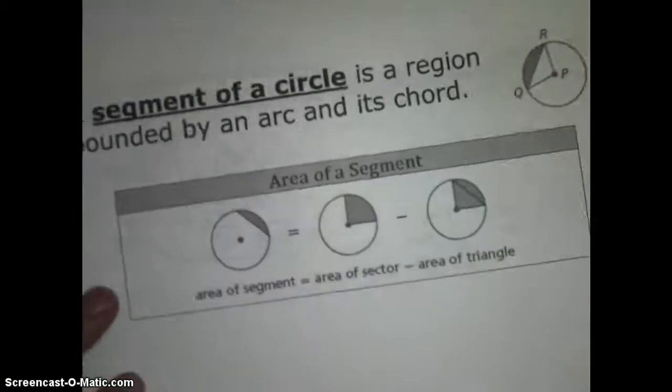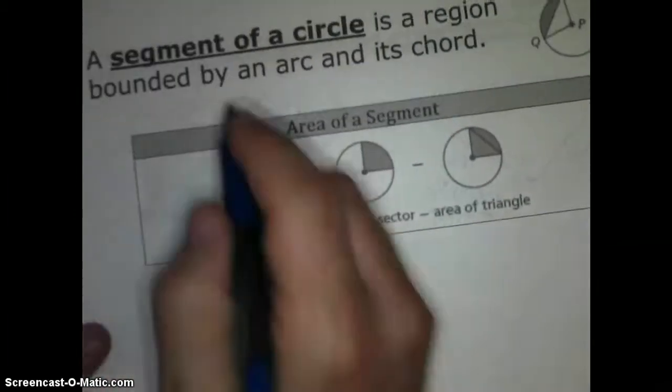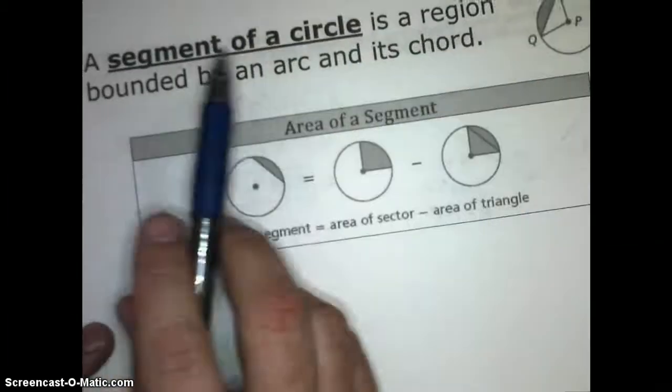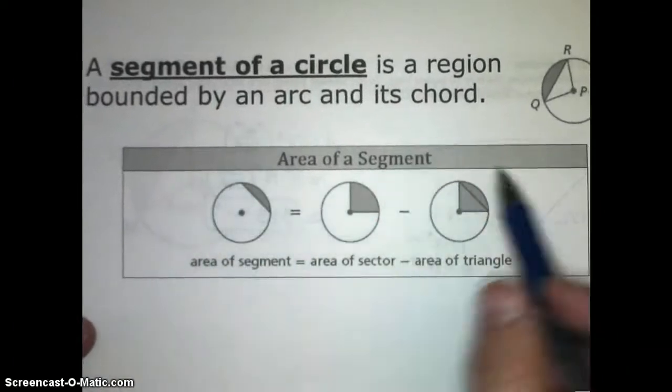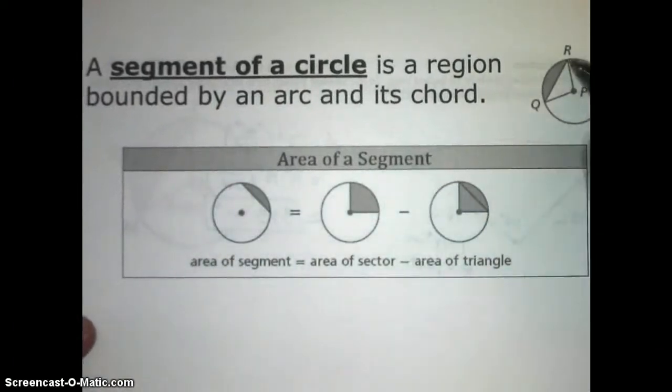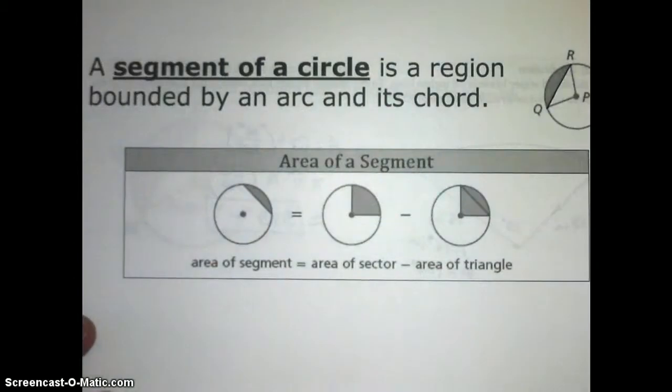Alright, let's take a look at the next part of our notes, and that's what we call a segment of a circle. Here's your definition of a segment of a circle. It's a region bounded by an arc and its chord. So it's like we're going to cut the crust off of our pizza in a straight line like this. Not making another curved cut, but just cutting straight from corner to corner. This is a chord, and the intercepted arc, okay, that area between those is what we call the segment of a circle.